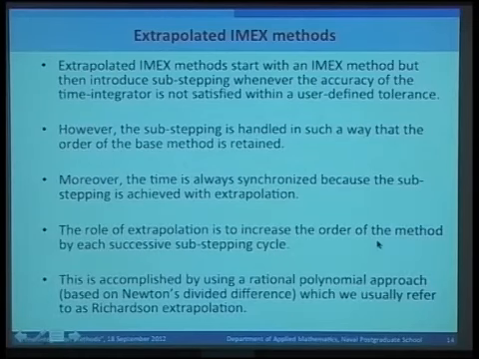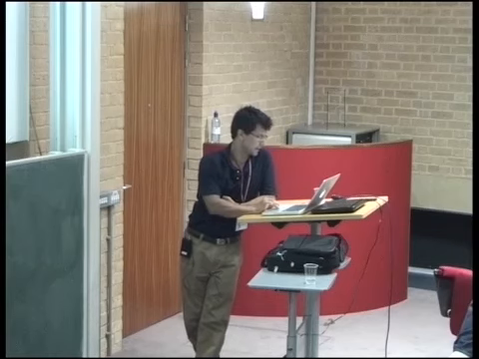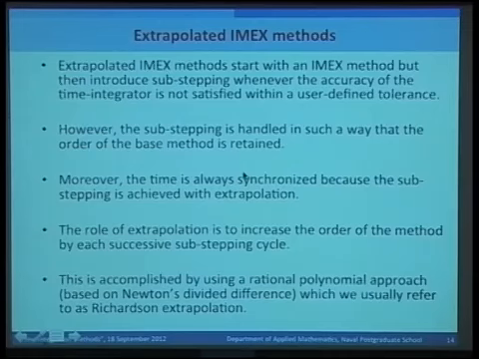So for example, let's say you wanted to use what are called extrapolation methods. These methods are kind of hard to describe unless I show you the equations. But basically, think of it as a substepping method, where every time you do an extra substep, you're actually increasing the order of accuracy. And let's see if I can show you. Yeah, it's based on a rational polynomial approach, and it uses Richardson extrapolation. So maybe let me get to that.